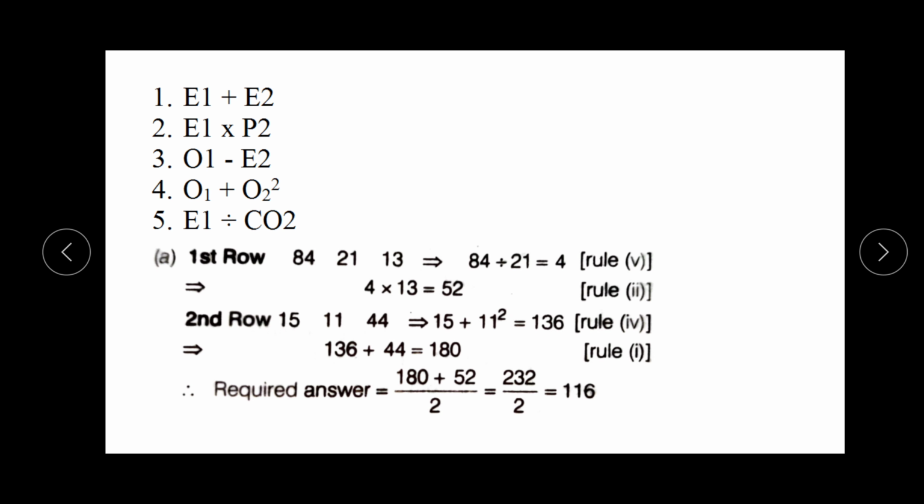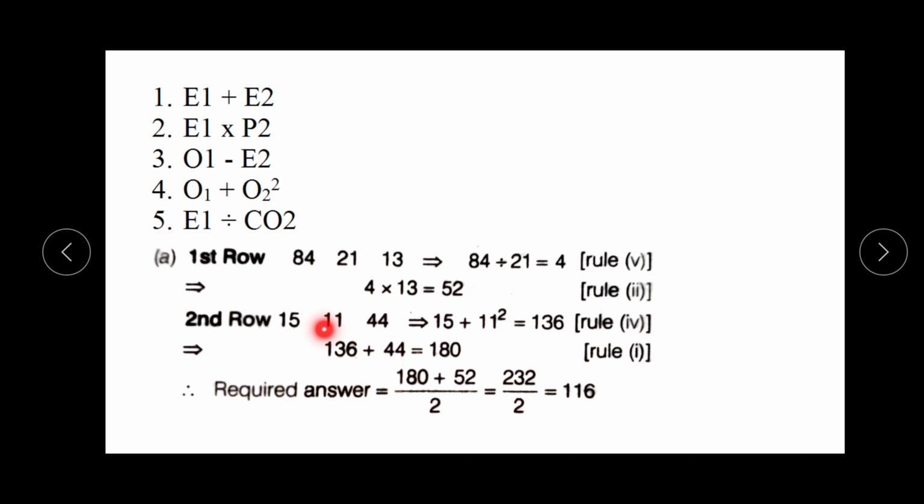It means we will check the second row. In the second row, the first number is 15 and the second number is 11. In this, the first number is an odd number and the second number is also an odd number. If both odd numbers are given, we will check the first odd number and the second odd number. It means at the first place there is an odd number. That time we will add this first odd number to the square of the second odd number.